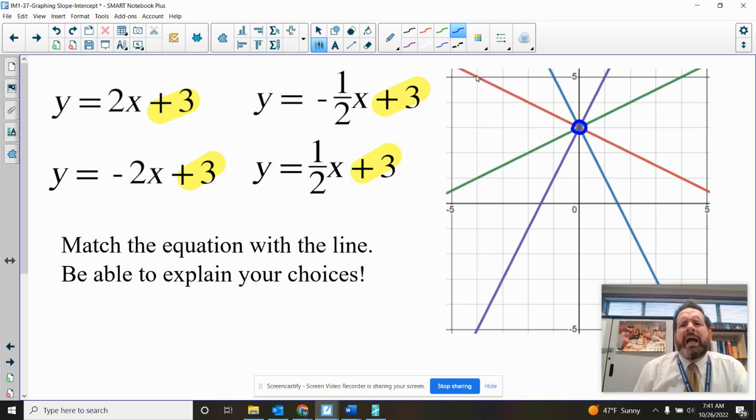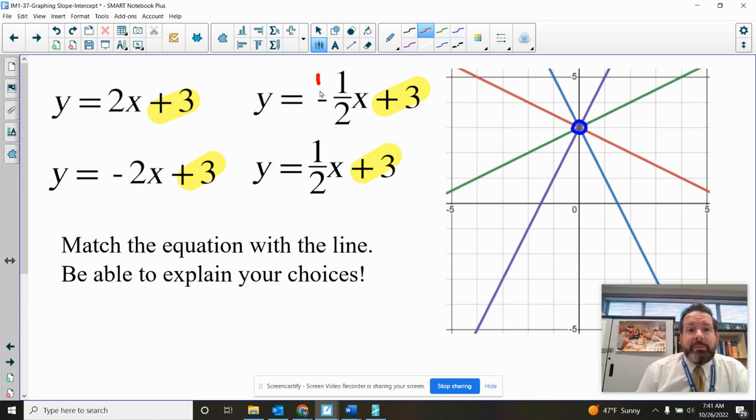In terms of how we can then differentiate them, let's break it down into 2 groups. I see here the red line is going down as I go left to right. The green line goes up, the purple line goes up, and the blue line goes down. So let's focus on the ones that go down first, because we know those will have negative slopes. So that's the red and the blue.